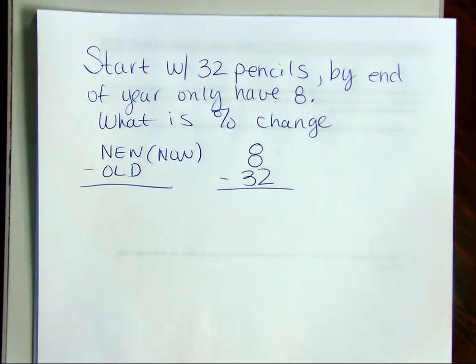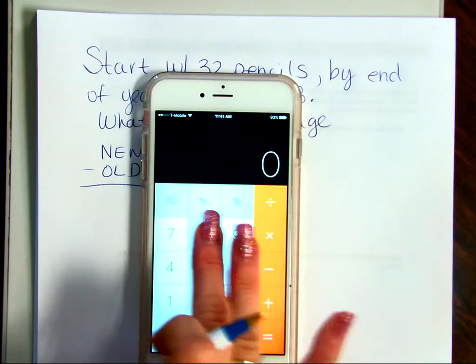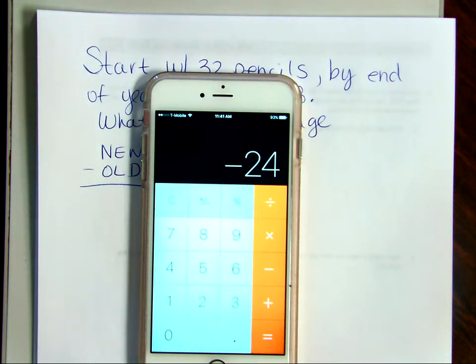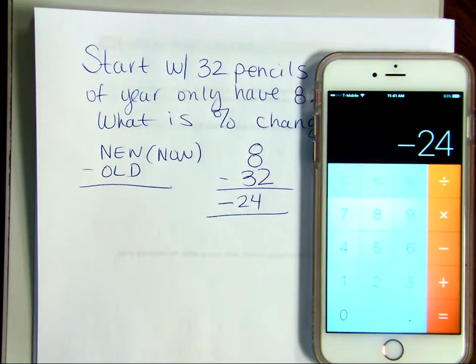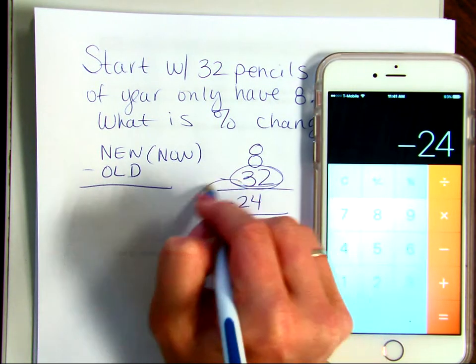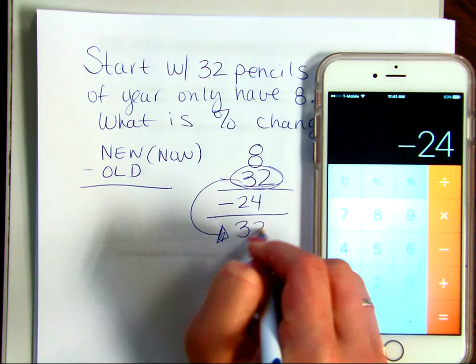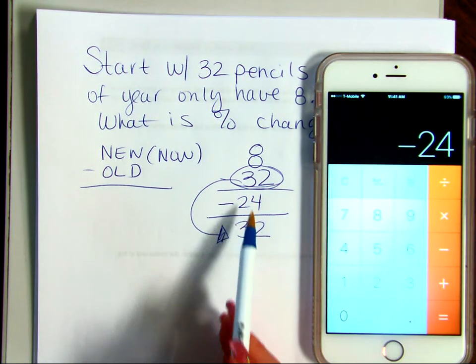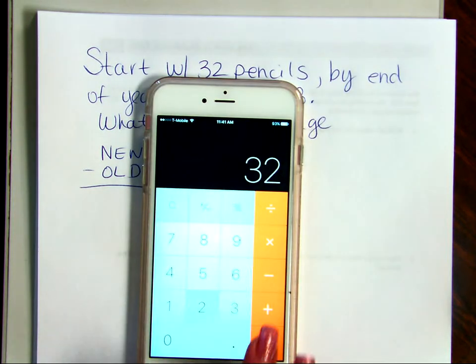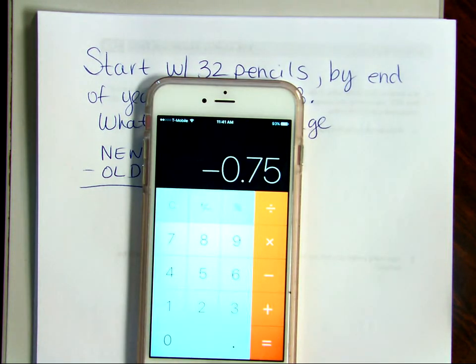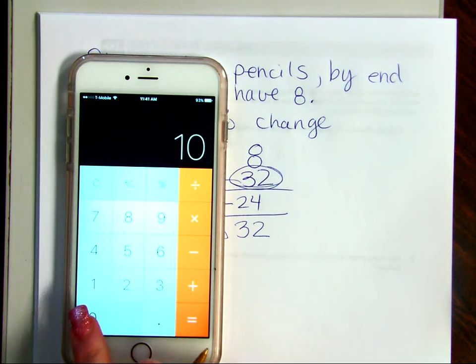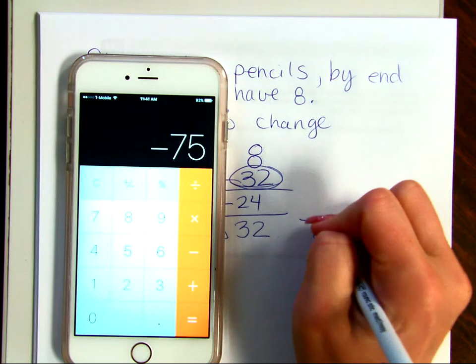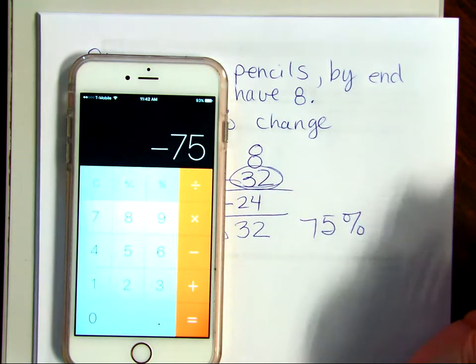32. If you are more comfortable with this for right now, using your calculator, you can do 8 minus 32. You know you're going to get a negative number. Put that amount right here and divide it by what? 32. And you have 24. Your difference was 24 over 32. It's already in my calculator. I'm just going to hit this. What percent of the pencils did I lose? So, hold on. 75% what? Decrease.